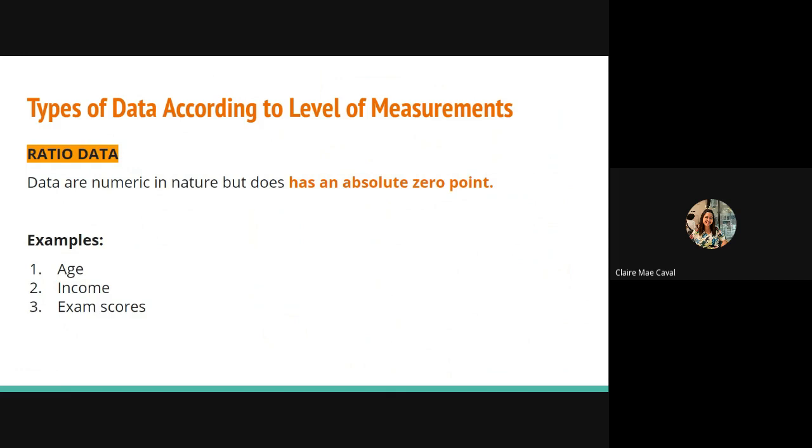Next, ratio data. Data are numeric in nature but do have an absolute zero point. So there is a zero starting point. Examples are age, income, and exam scores. Exam scores can be 0, okay? Sana wag. Income as well can be 0. Age starts with 0. Everything starts at 0. So these are examples of your ratio data. Therefore, class, with ratio data we can classify, we can also order or rank them, and likewise, we can compare their magnitudes. These are the different levels of measurement of your variables.